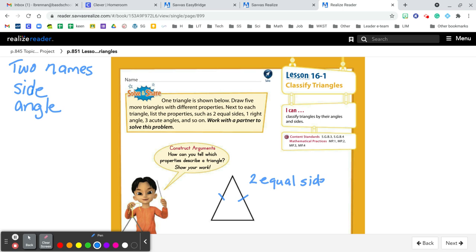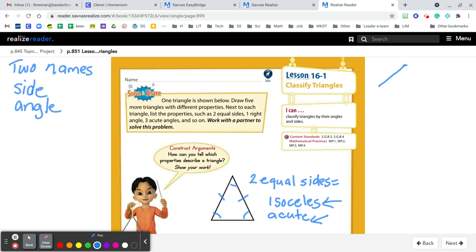When a triangle has 2 equal sides, we call it isosceles. And it has angles. All the angles are less than 90 degrees, so we call it acute. So this one is an acute isosceles triangle. Acute is the angle name. Isosceles is the side name. So let's take a look at some other isosceles triangles.